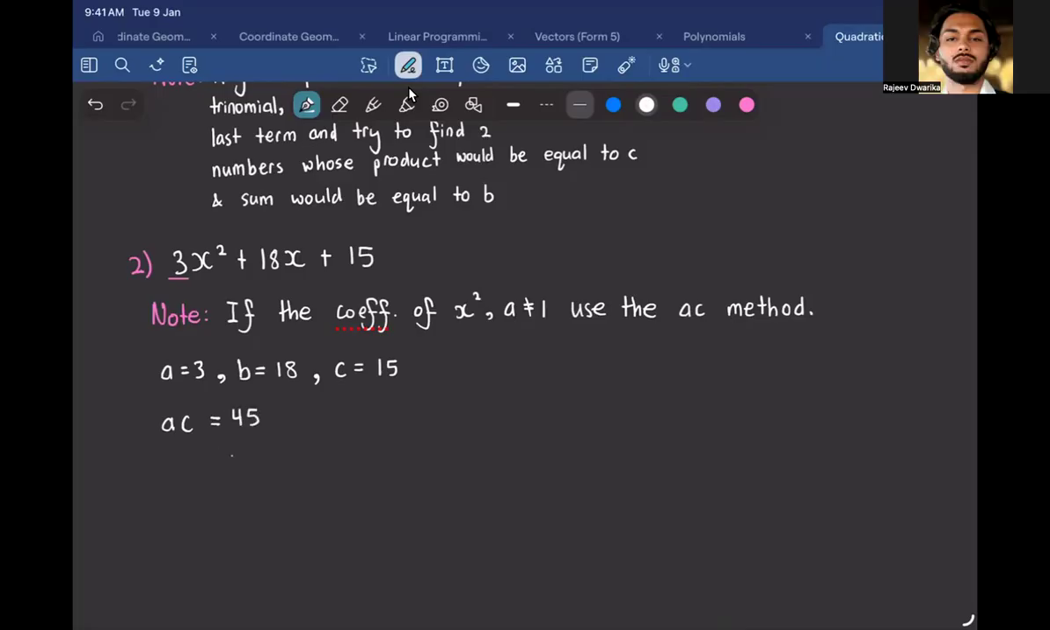Look at what we're going to do with our 45. We're going to ask ourselves, right here, what are two numbers that could multiply to give me 45, but add to give me the middle term?